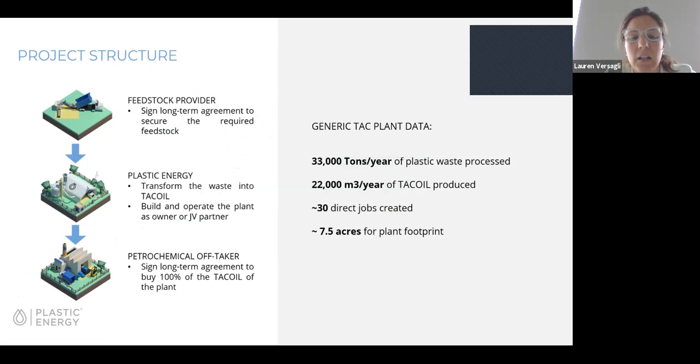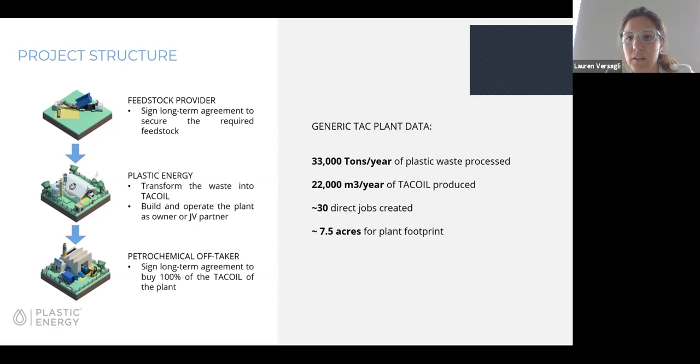To give you an idea of what a plant and project structure looks like, probably the three most important legs of the stool are a feedstock provider, of course ourselves converting it, and then a petrochemical off-taker who typically takes anywhere from 100% of the tack oil they're interested in taking. The generation of plants that we are building now will be 100 tons a day. We base that on 330 days of operation, which takes you to 33,000 tons a year.